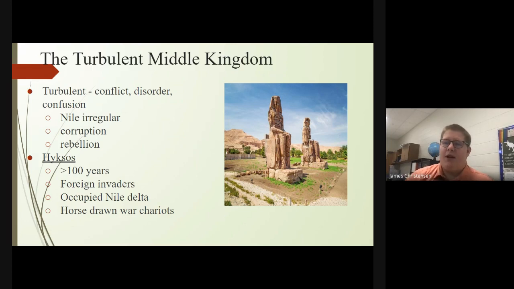Another big thing to talk about is the Hyksos invasion, which was right around 100 years, roughly. Foreign invaders, they occupied the Nile Delta, which again, remember, was in Lower Egypt. And they were the first in the area to use horse-drawn war chariots, something that we see a lot of ancient civilizations pick up going forward.